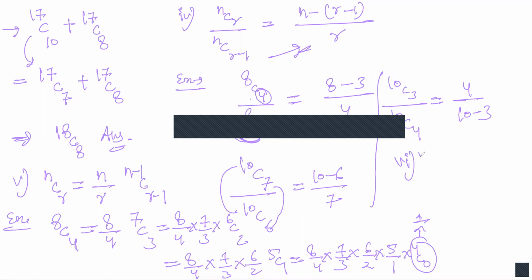Now the sixth one is nP0. It was 0 factorial, right? nC0 is 1. Okay, sir. Similarly, nP0 is also 1. Last is nPn, which is n factorial.